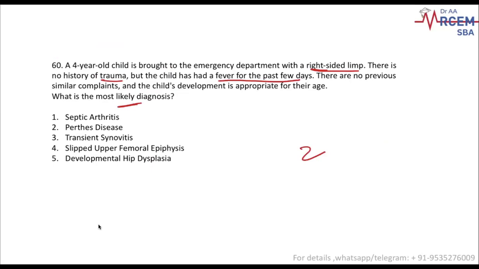So the answer here is septic arthritis. Why? Because the child has had fever for the last few days. That means currently also having the fever. Along with it, there is a limp. Score becomes 2.